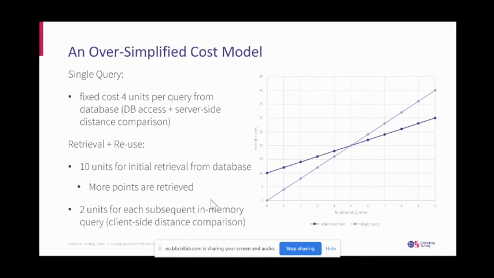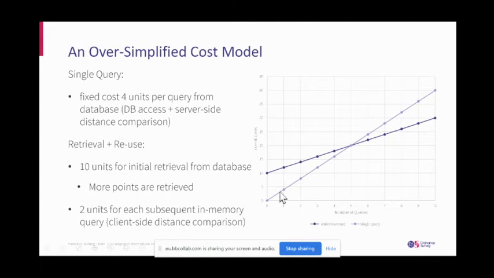Here is a rather oversimplified cost model. For single queries, we assume a fixed cost of 4 units per query from the database, which involves the database access and the server-side distance comparison. If we use the just-mentioned retrieve-plus-reuse approach, we assume 10 units for the initial retrieve from the database because we need to retrieve more points, and then 2 units for each subsequent in-memory query on the client side.